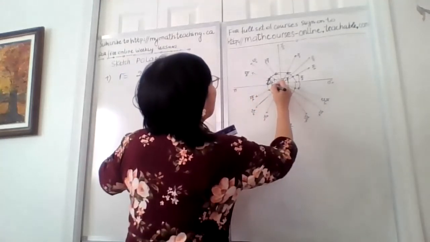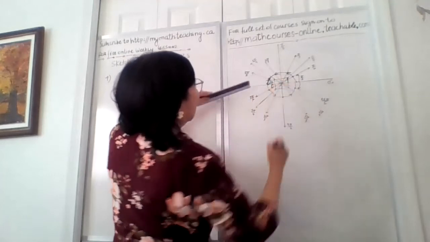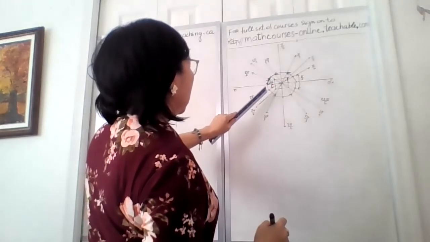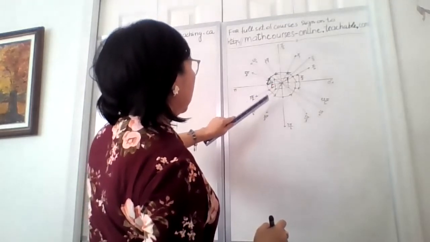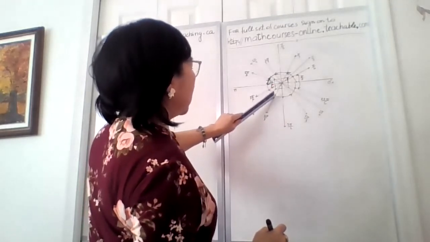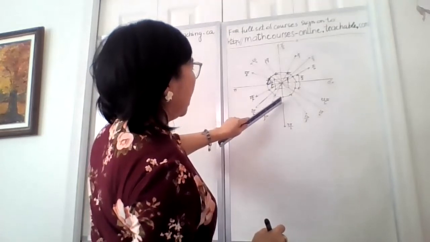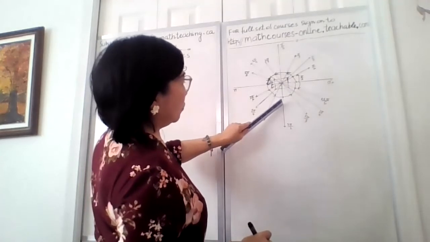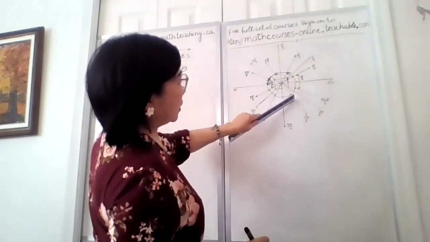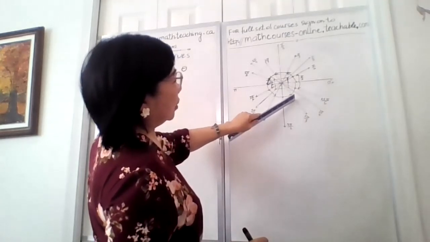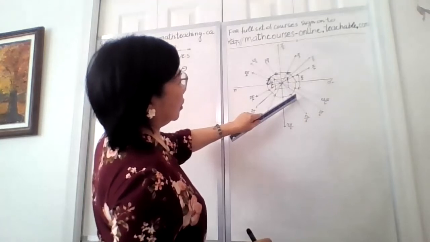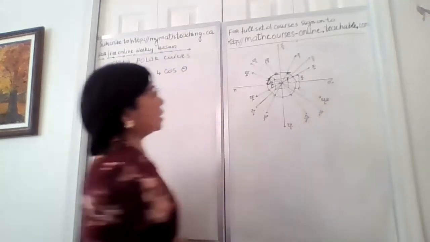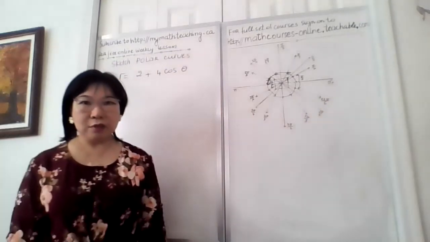So this little angle here is 7 pi over 6, and then 8 pi over 6, and 9 pi over 6, and that's why it becomes 3 pi over 2. Then 9 pi over 6, 10 pi over 6, and 11 pi over 6. So that's how you draw the unit circle.